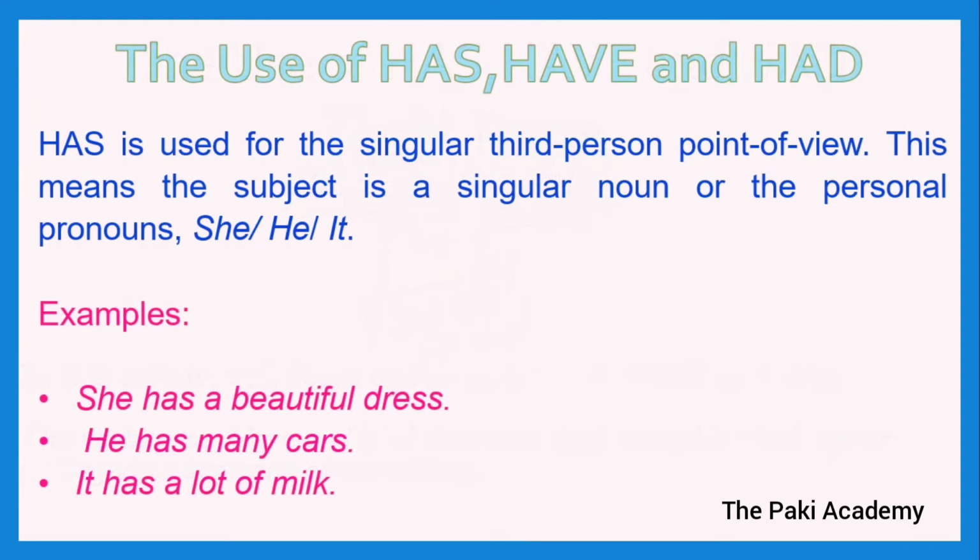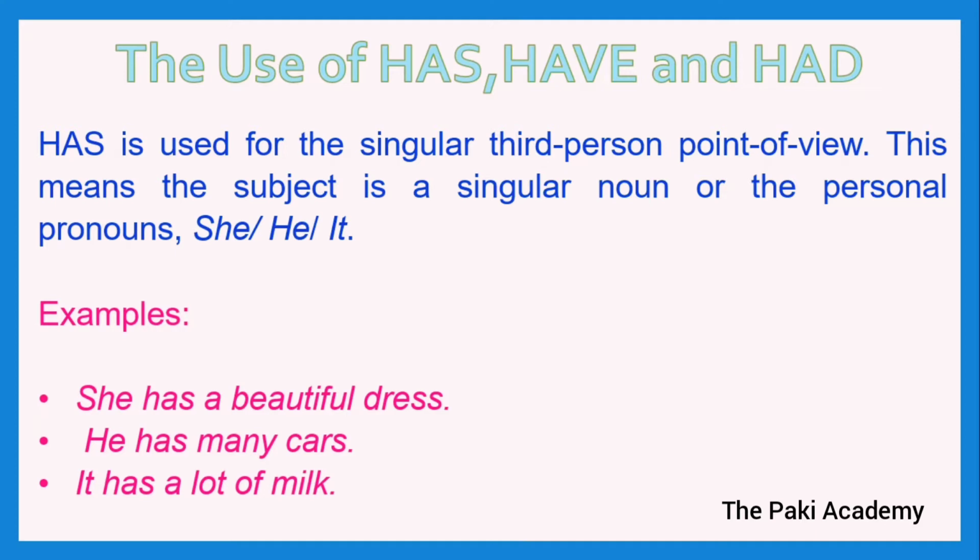Has is used for the singular third person point of view. This means the subject is a singular noun or the personal pronouns he, she, or it. For example, she has a beautiful dress. He has many cars. It has a lot of milk.